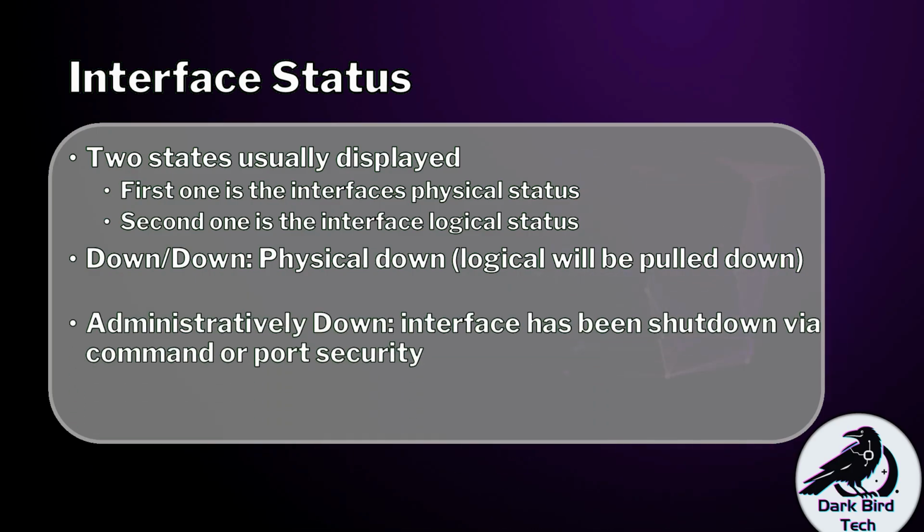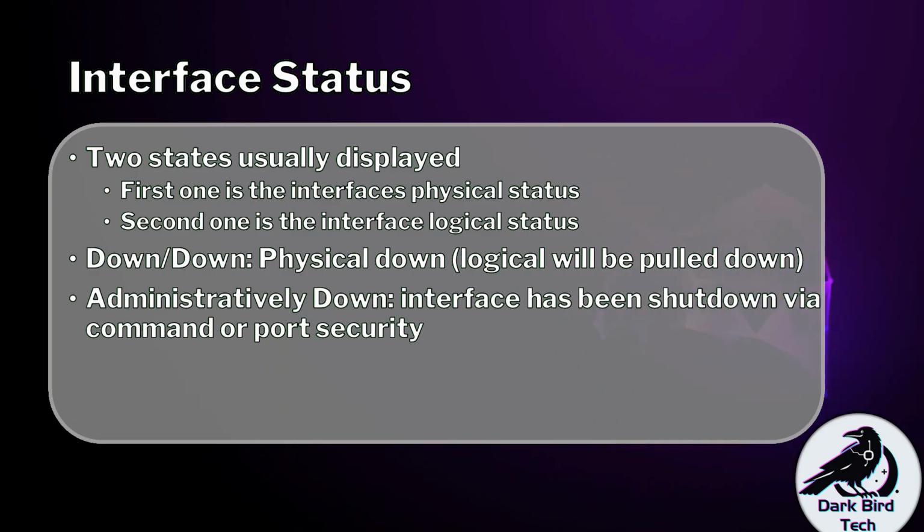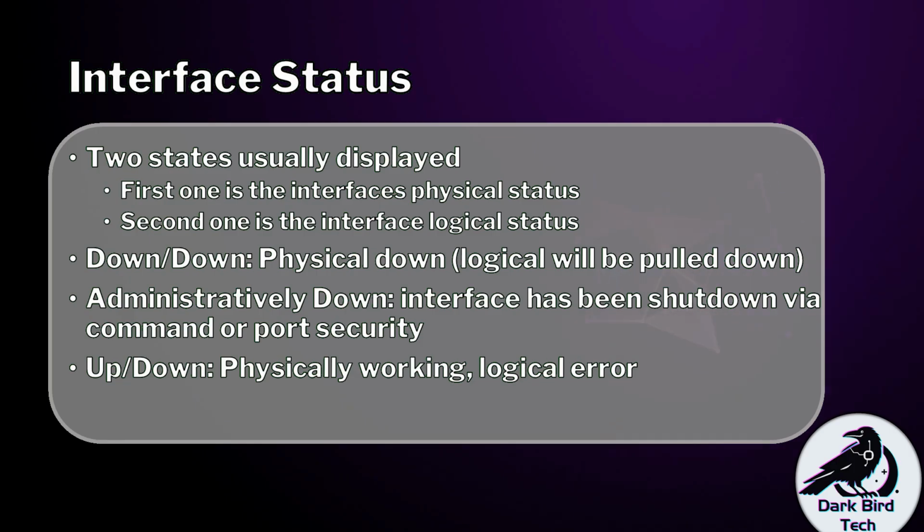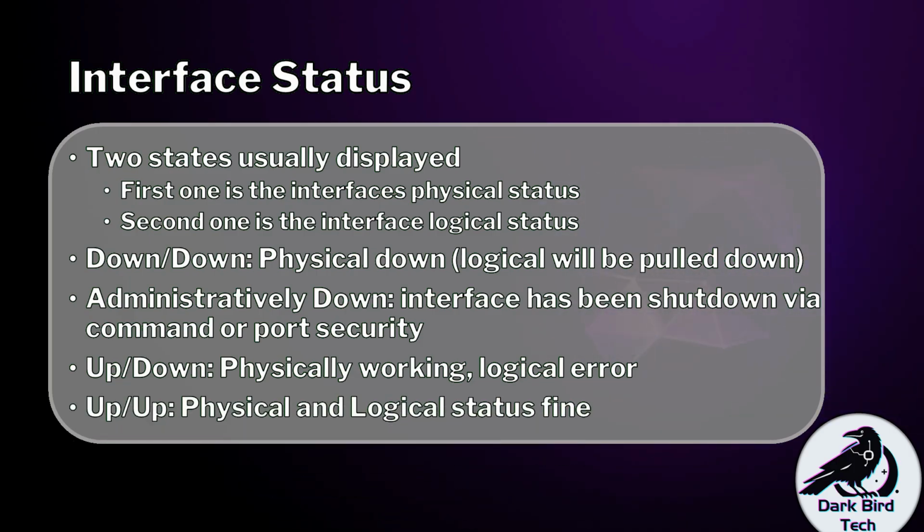If it says administratively down on either of the two, that normally means the interface has been shut down via a command, or it was a port security reaction to an unrecognized MAC address. If the interface says up down, physically it's fine, but there's a logical error. And if it says up up, it's all good, which means we need to move on to another idea to figure out what could be wrong with the switch.